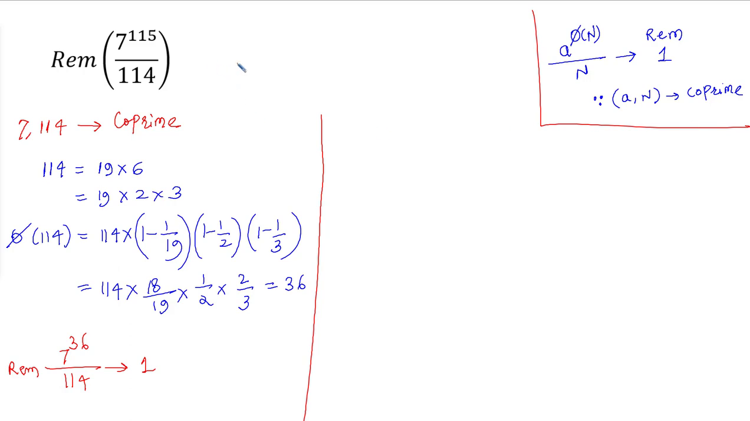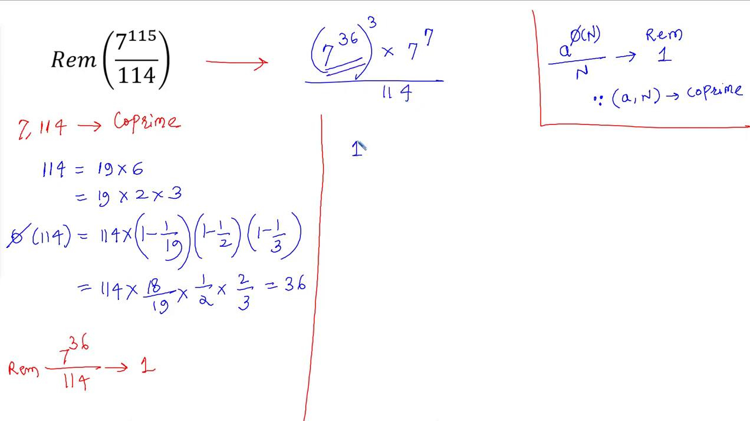So now over here, look here, we want the power of 7 to be how much? 36. Bracket to the power what? Bracket to the power 36 into 3 is 108. 36 into 3 is 108, into how much is left? Tell me how much is left. 7 to the power 7 is left, divided by 114. So for this bracket the remainder is 1.